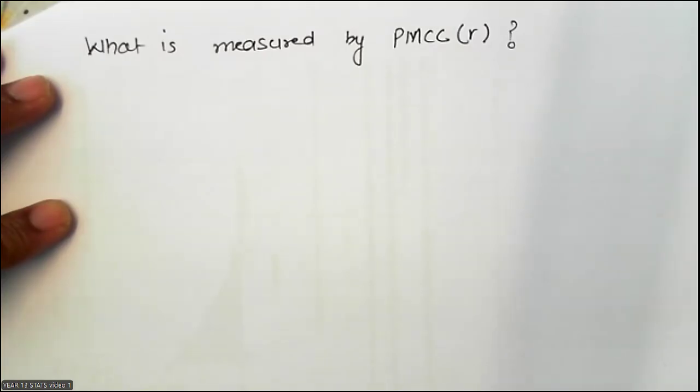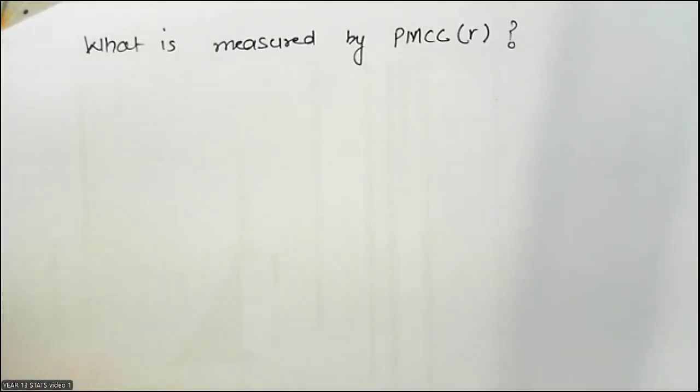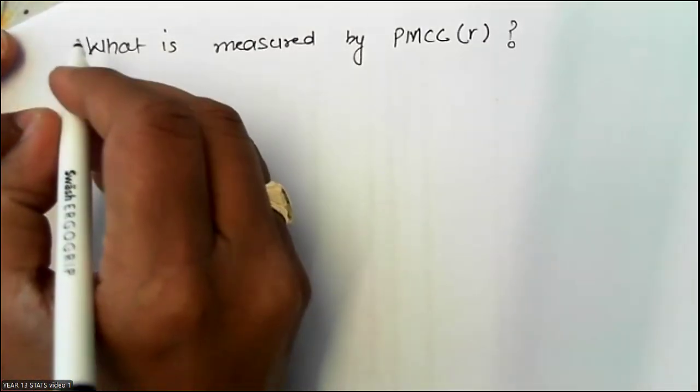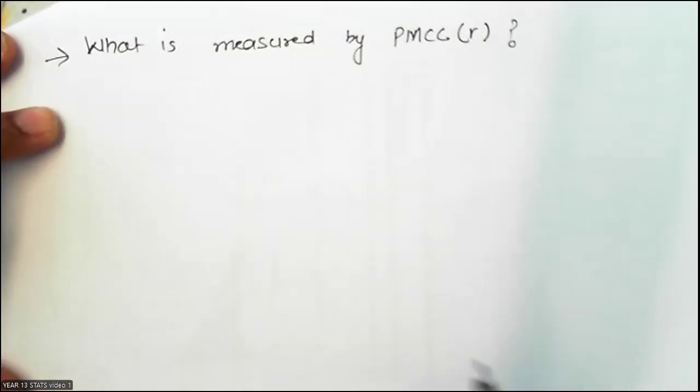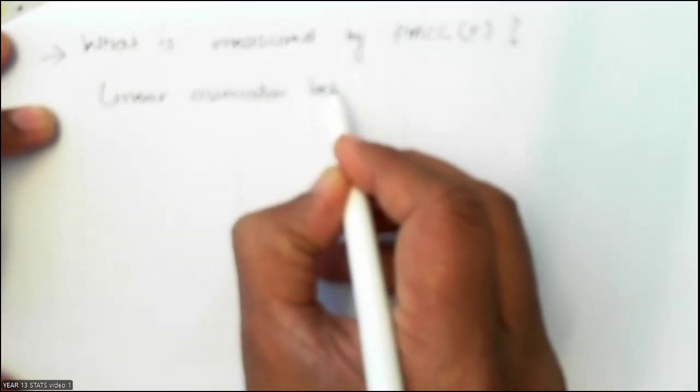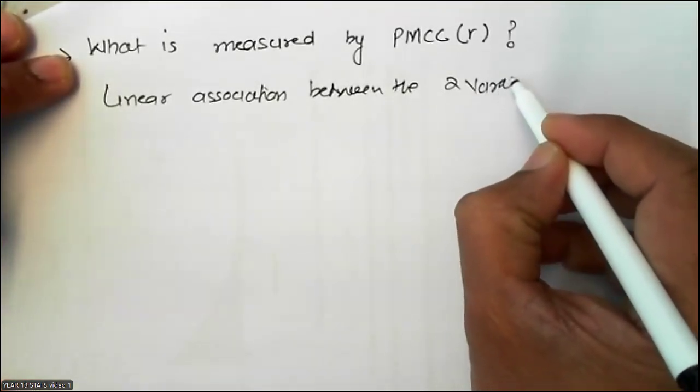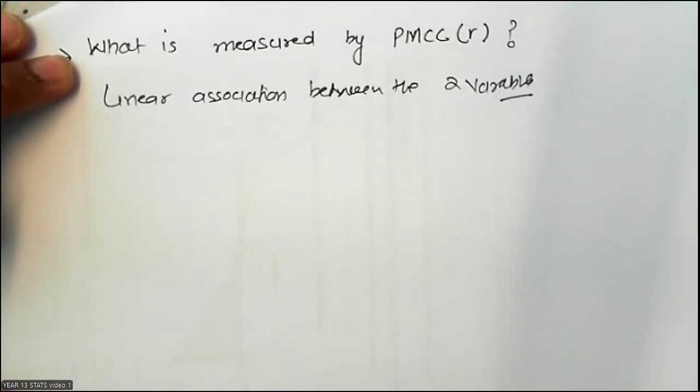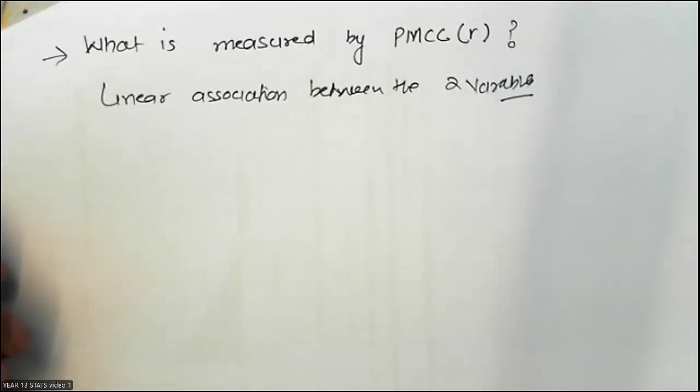The next thing which is left in here is what is measured by PMCC. Edexcel have asked this question a couple of times. It is the linear association between the two variables. Okay, between the two variables, whichever two variables we're looking at. Okay, that's what's measured by PMCC.